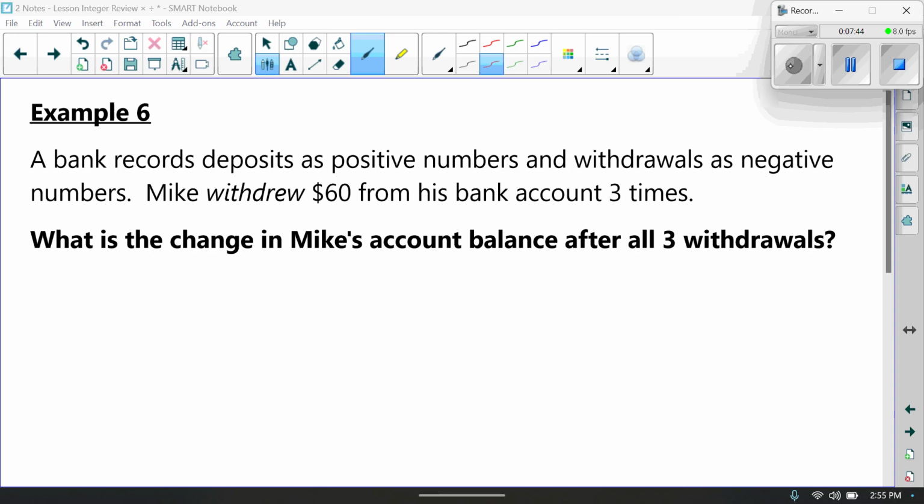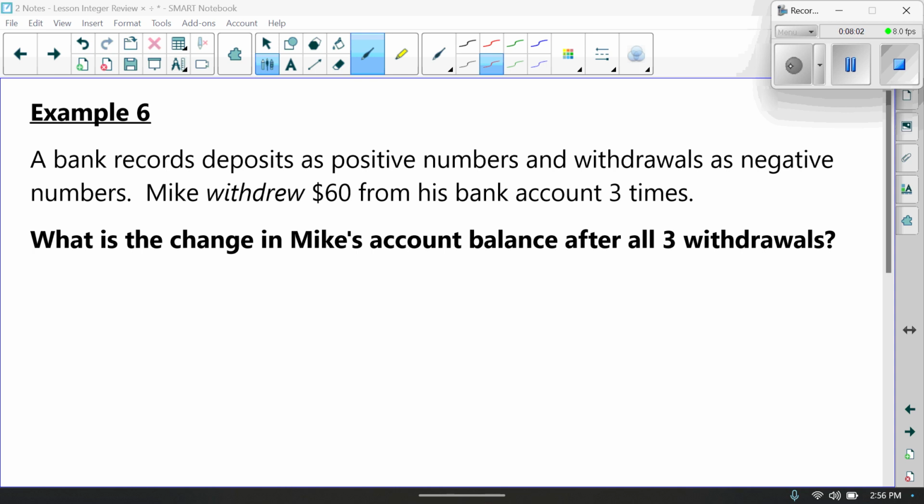So example 6. A bank records deposits as positive numbers and withdrawals as negative numbers. Mike withdrew $60 from his bank account 3 times. We want to know, what is the change in Mike's account balance after 3 withdrawals?